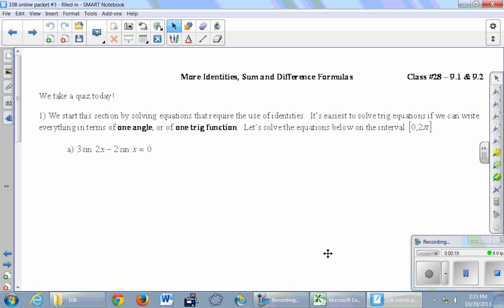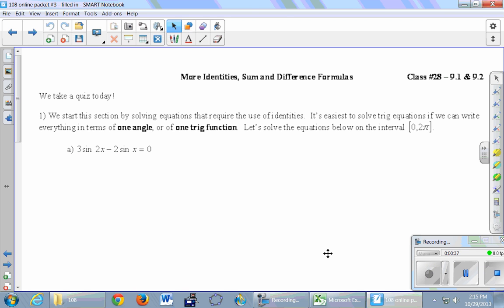Number 1, we start this section by solving equations that require the use of identities. It's easiest to solve trig equations if we can write everything in terms of one angle or of one trig function. Let's solve the equations below on the interval 0 to 2 pi. Okay, 3 sine of 2x minus 2 sine of x equals 0.